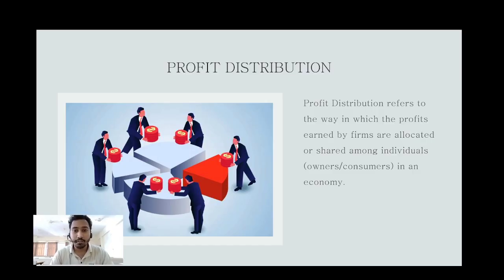Here I have given a definition of profit distribution. Profit distribution refers to the way in which the profits earned by the firms are allocated or shared among individuals, owners, or consumers in an economy. Whenever an individual holds a share in a firm in an economy, he or she can get a profit from the firm that comes from the revenue. So here profit distribution shows us the revenue from shares of the firms.